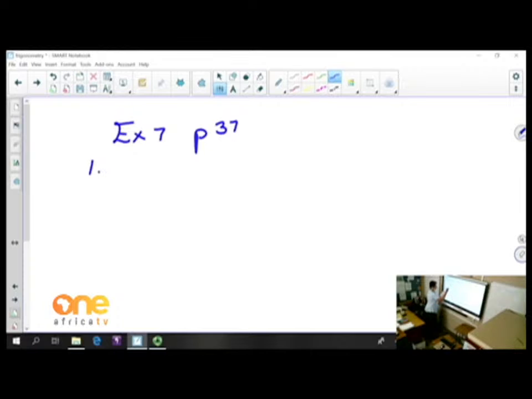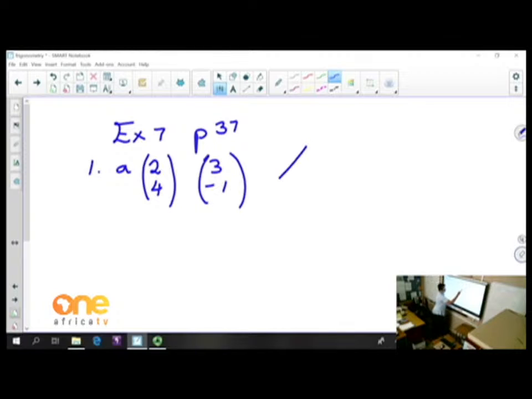So the first one says I have the vectors (2, 4) and (3, -1). So this is still in 2 dimensions. Now we must find the angle between these 2 vectors. So this is what we want to find, that angle theta there. The vectors go outwards, arms out. How do I get angles? I have my one formula that I'm going to use: A dot B is equal to magnitude A, magnitude B, cosine theta.